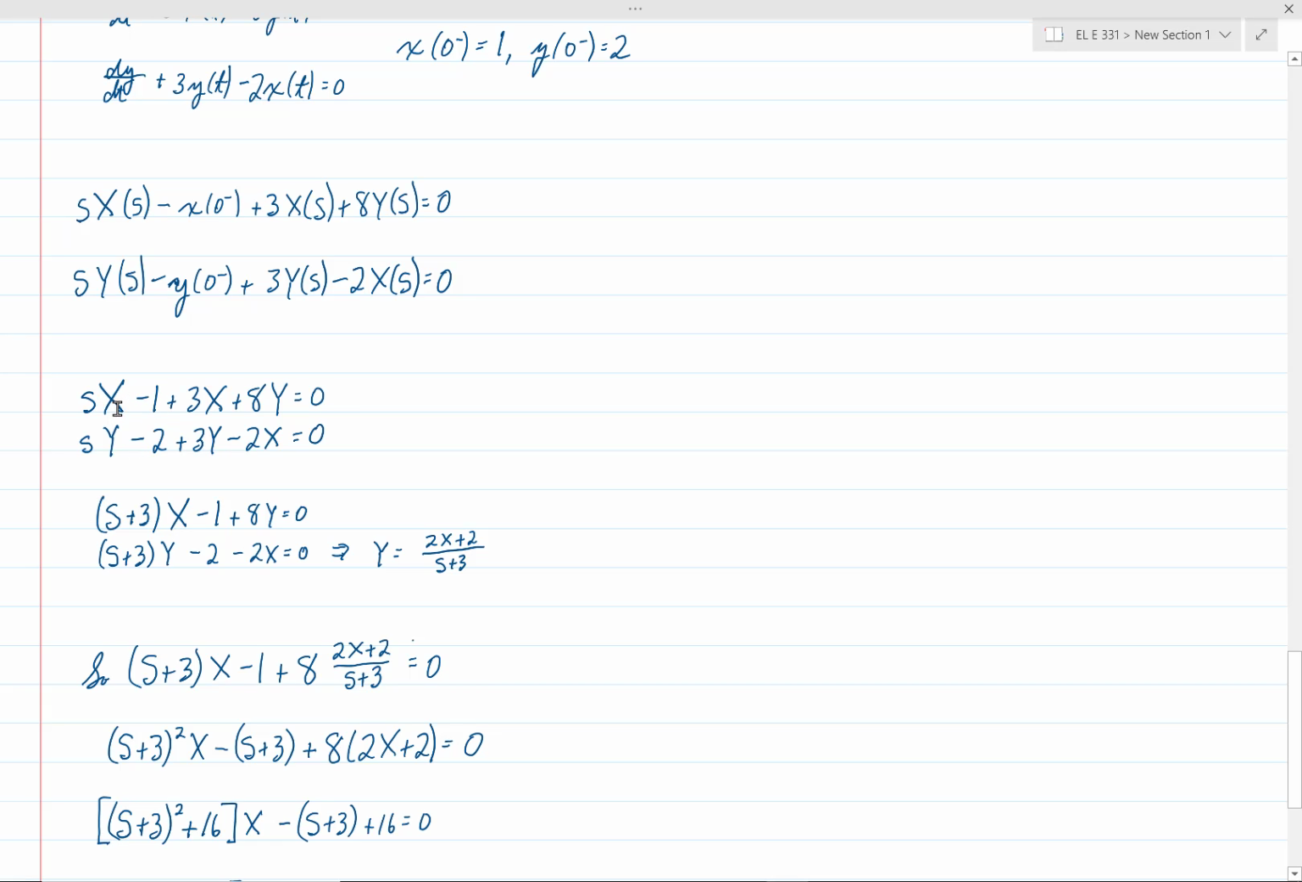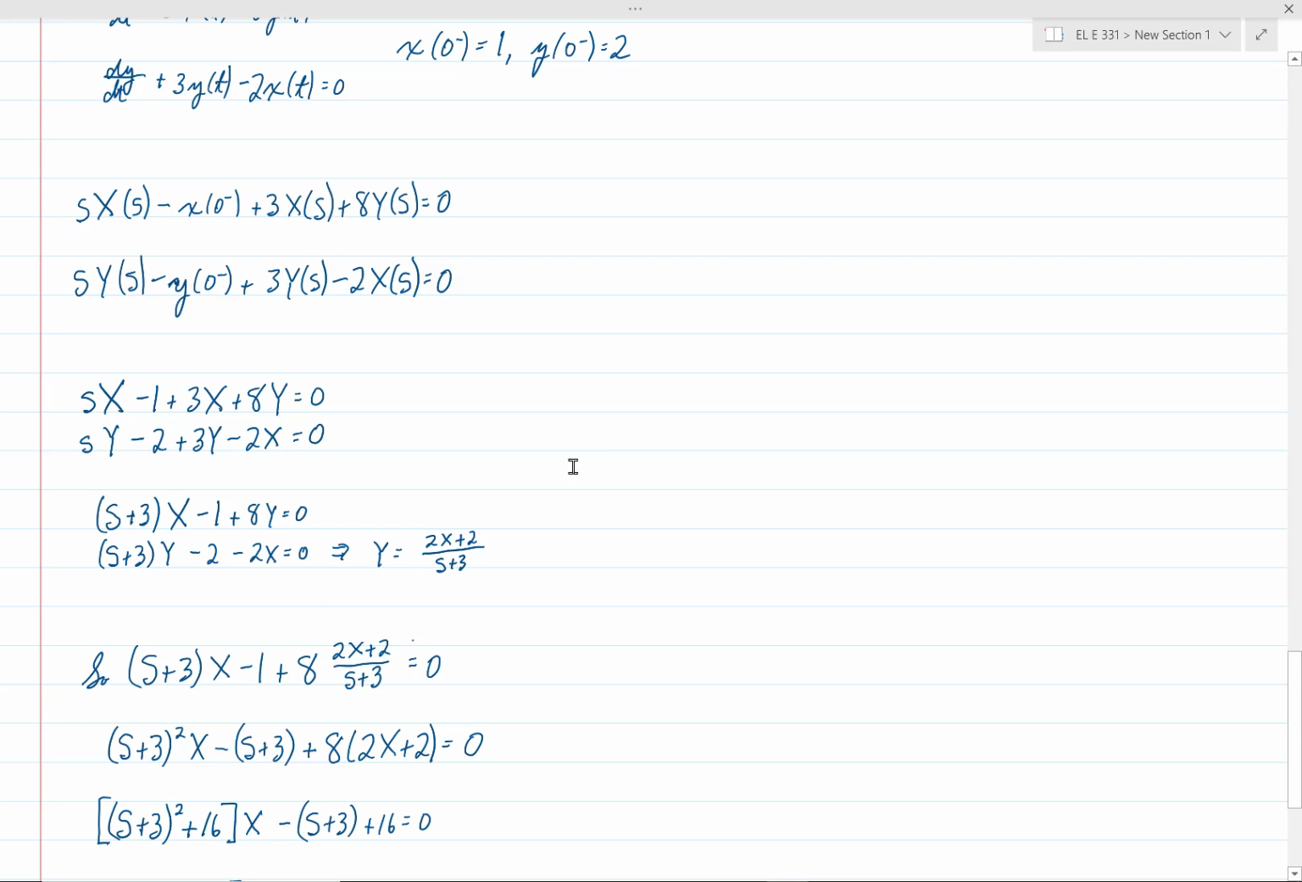Now that we have these two equations in this form, let's simplify them a little bit more. With the first equation, we'll group together all the terms involving x. So you have (s plus 3) times X, and then minus (1 plus 8Y) is equal to 0. In the second equation, we'll group together everything that has Y. So we'll have (s plus 3) times Y minus 2X is equal to 0.